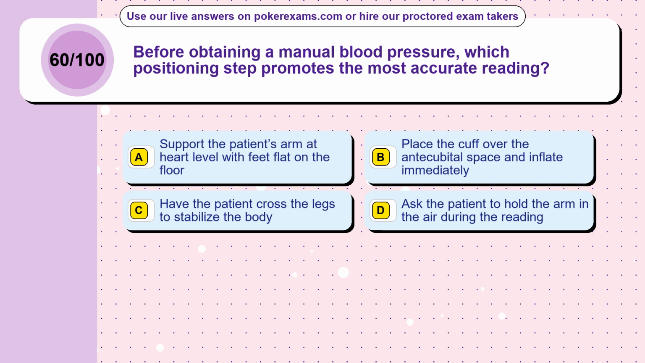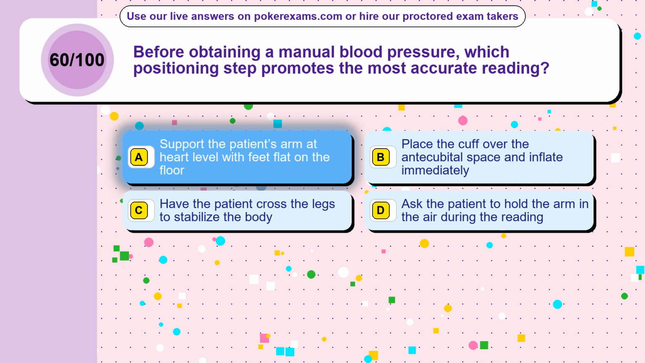Question 60. Before obtaining a manual blood pressure, which positioning step promotes the most accurate reading? Option A. Support the patient's arm at heart level with feet flat on the floor. Option B. Place the cuff over the antecubital space and inflate immediately. Option C. Have the patient cross the legs to stabilize the body. Option D. Ask the patient to hold the arm in the air during the reading.